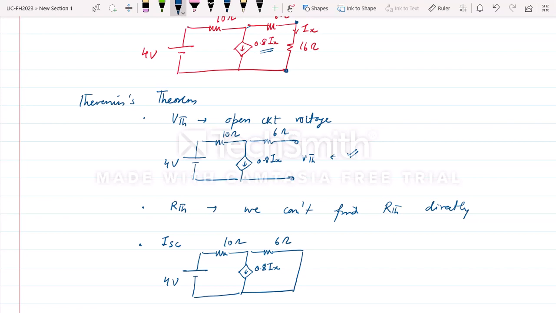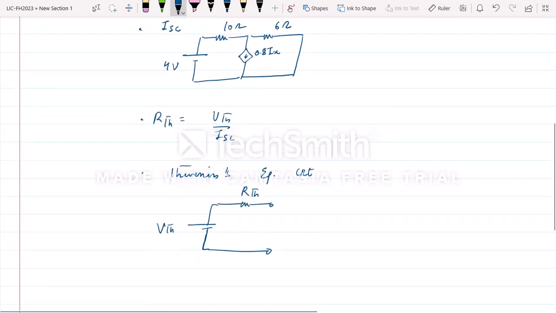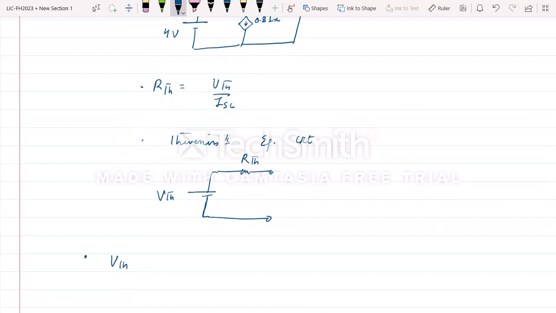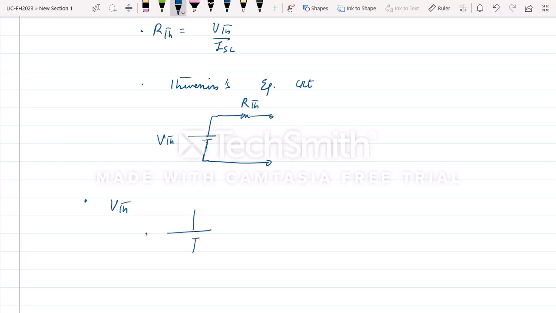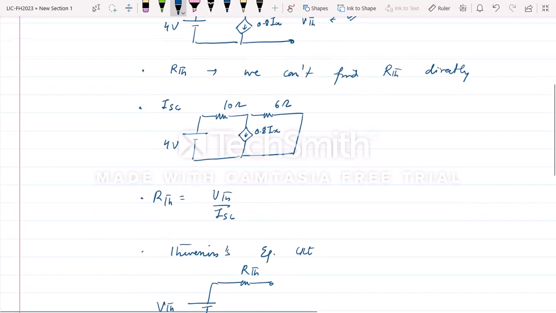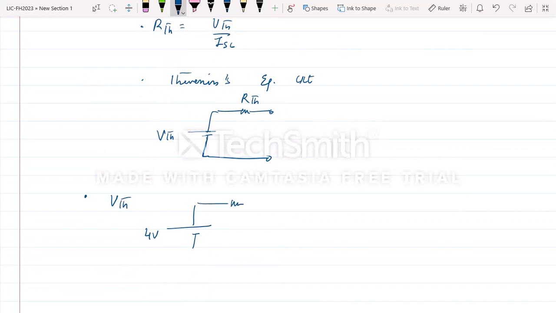Now in this circuit, first we are finding VTH. Let us start with the first step, VTH, and let us draw the circuit again. 4 volts, 10 ohm, 0.8 IX, 6 ohm, and this is open, and this was IX actually.